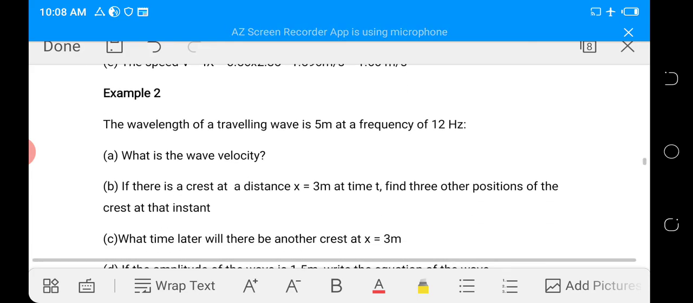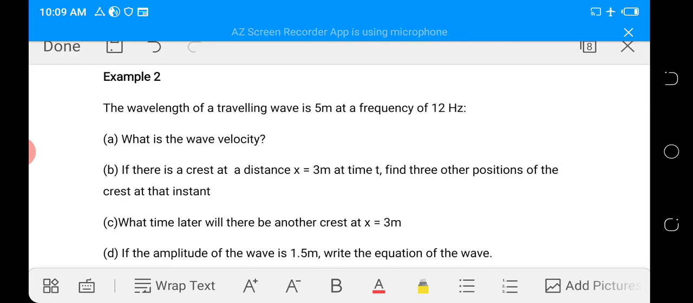Example 2. The wavelength of a traveling wave is 5 meters at a frequency of 12 Hz. A. What is the velocity? B. If there is a crest at a distance x equal to 3 meters at time t, find 3 other positions of the crest at that instance. C. What time later will there be another crest at x equal to 3 meters? And D. If the amplitude of the wave is 1.5 meters, write the equation of the wave.